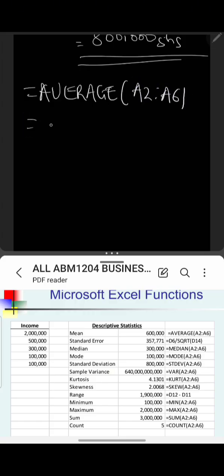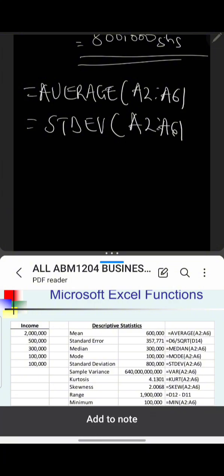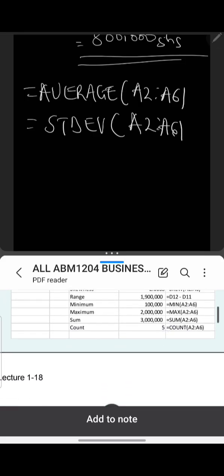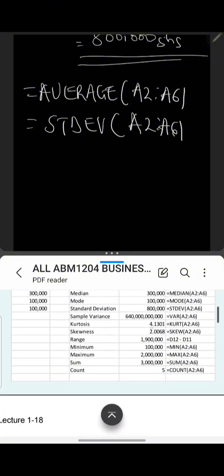If we want the standard deviation, we shall just say STDEV. This is the code for standard deviation, same range, A2 to A6. We'll do the same thing for range, mode, median. So Excel can save time. That's why we shall be learning. Even counting items, equals count, gives you a number. Sum, maximum, minimum. Maximum is 2 million, minimum is 2. Range, then kurtosis and skewness. Sample variance, standard deviation, all of it is given.